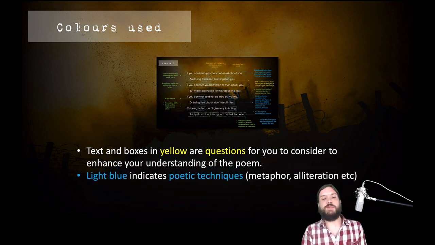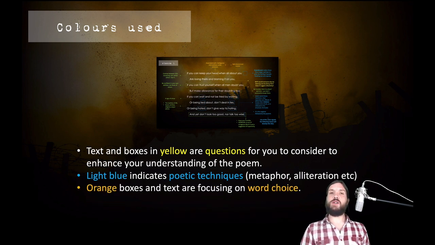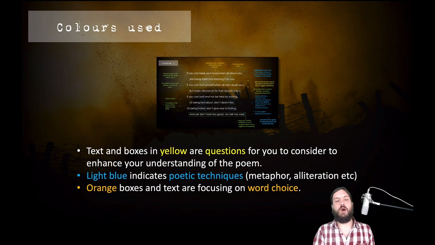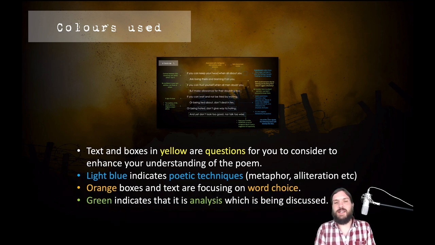Light blue indicates poetic techniques: metaphor, simile, assonance, enjambment, caesura, everything like this. Orange boxes will explain word choices a little bit more. Perhaps unfamiliar words you're not sure of, I will explain these words a little bit more. And green for growth indicates analysis. It's analysing the word choice or the technique or the idea contained within the poem.